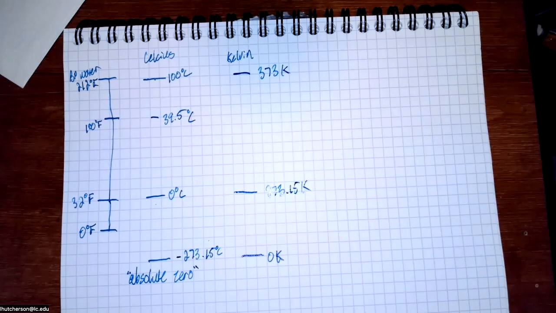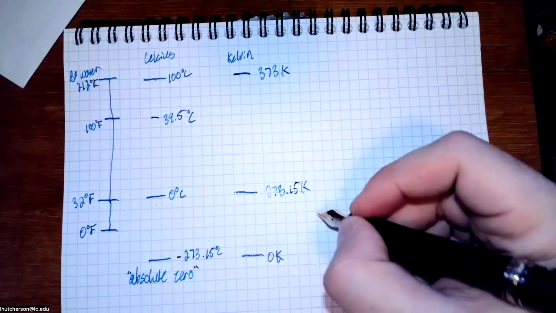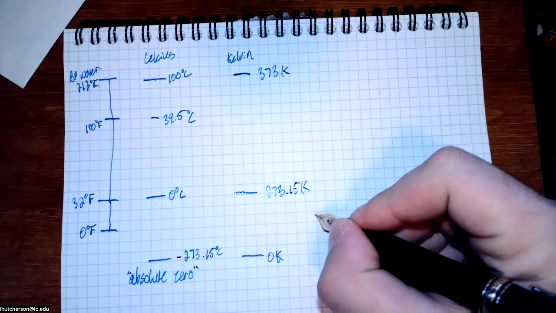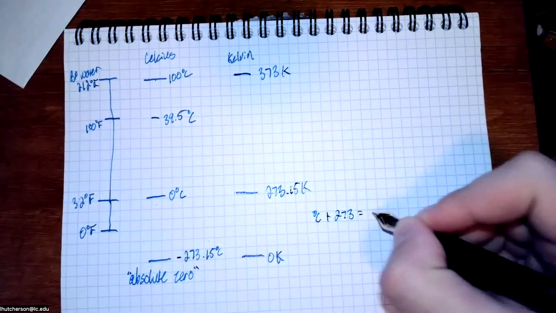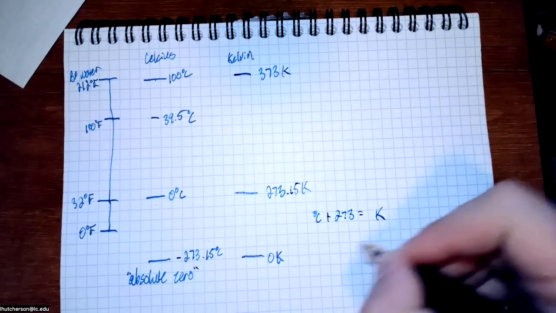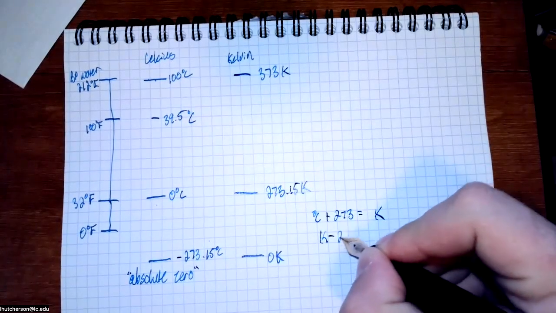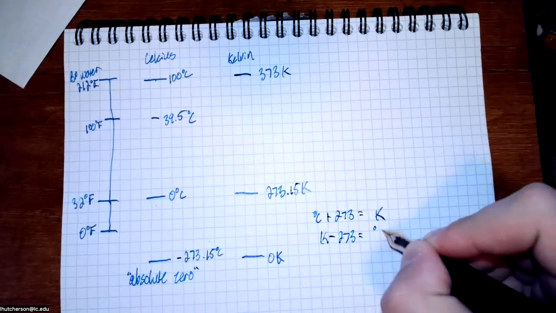and Kelvin to Celsius. Fortunately, that one's easy. So degrees Celsius plus 273 equals Kelvin, or Kelvin minus 273 equals degrees Celsius.